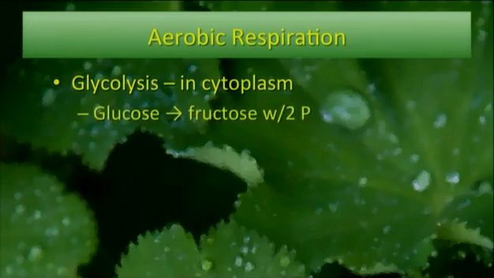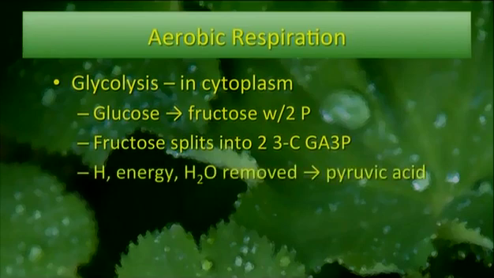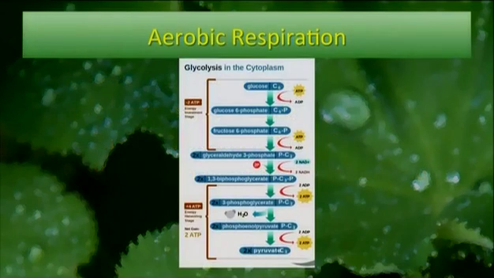Okay, so in glycolysis, the overall reaction is that first of all, glucose is converted to a fructose with 2 phosphate groups. The fructose splits into 2 three-carbon glyceraldehyde 3-phosphates. Then hydrogen, energy, and water are removed to form pyruvic acid. So the overall thing that happens in glycolysis is that a 6-carbon glucose eventually forms 2 pyruvates, or 2 pyruvic acids. That's what is looked at here.